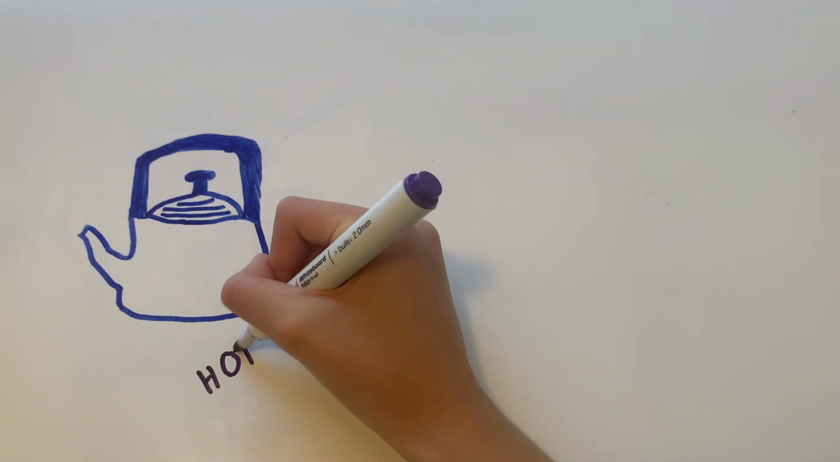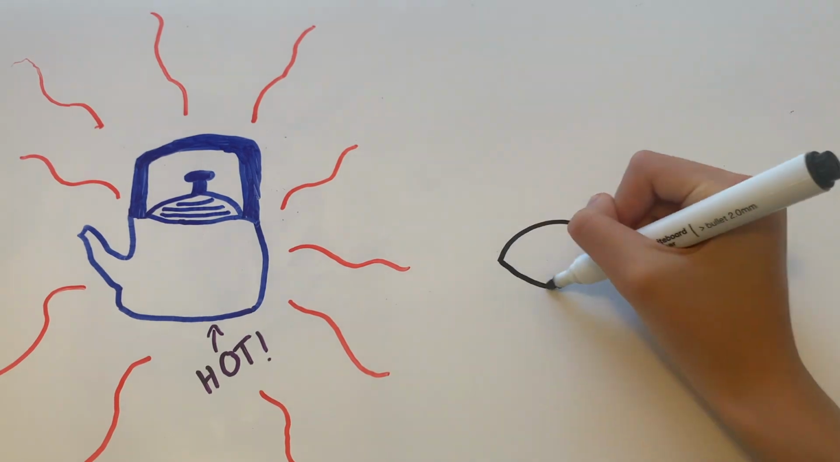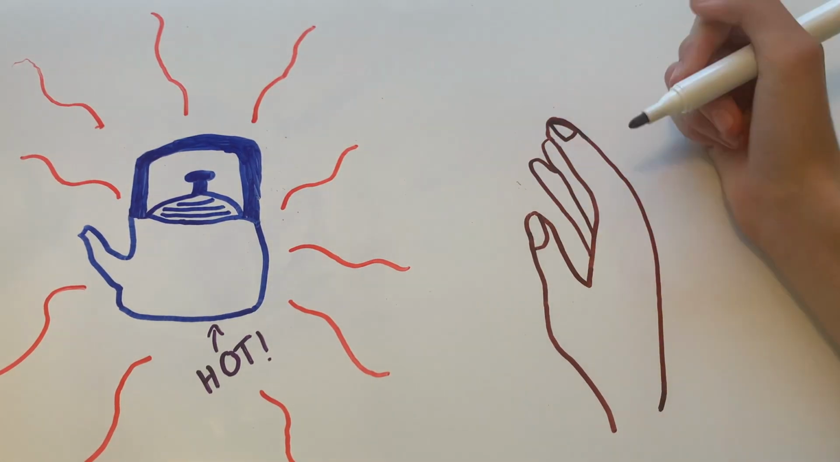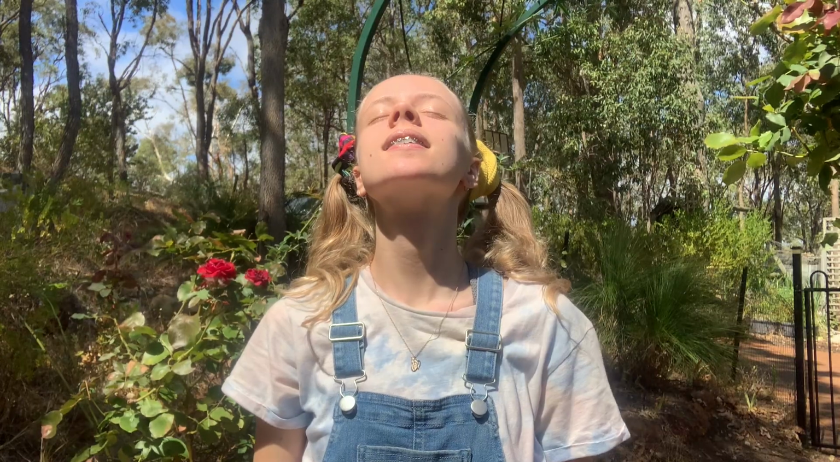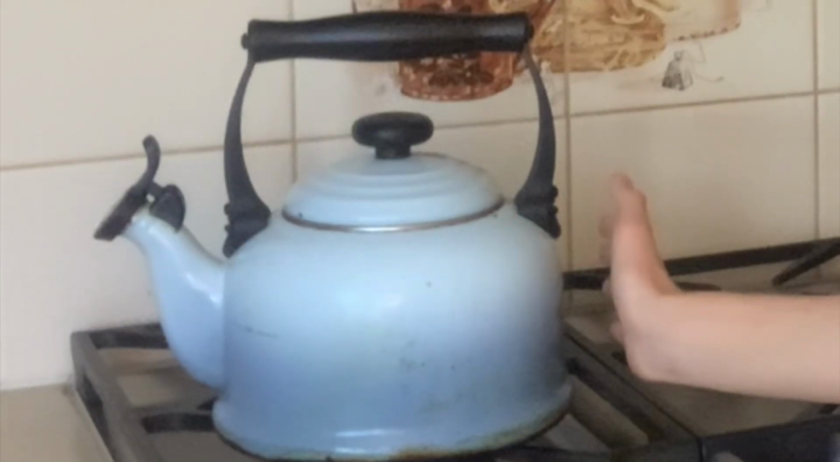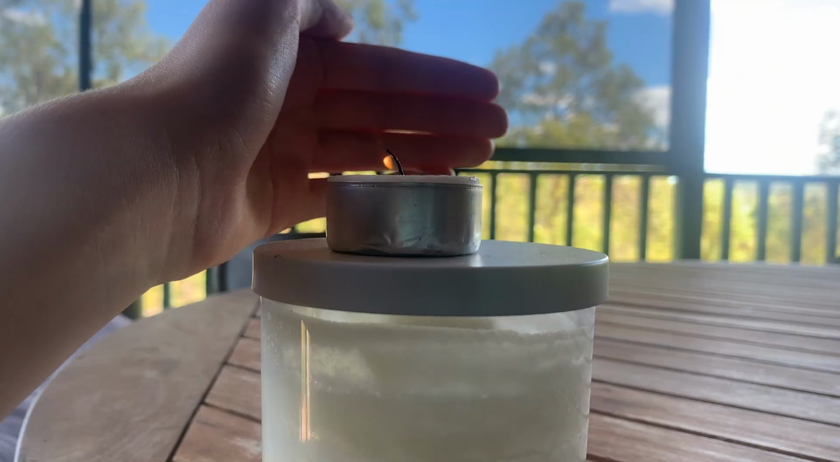Last is radiation. Objects that are hot give off heat energy in the form of infrared. Humans can't see infrared waves, but can detect it as heat on our skin. If you stand outside in the sun, put your hand near a flame, or put your hand near a kettle, you feel heat. This is radiation.